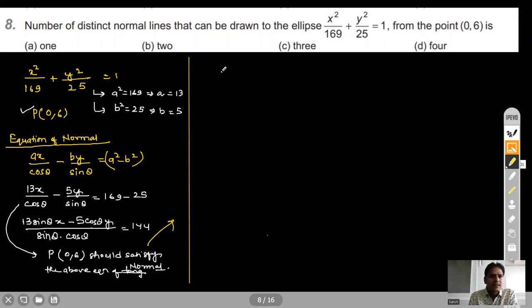So now I'm just bifurcating the board here. If x is 0, we get minus 5y upon sine theta, and this point 0 comma 6 should satisfy it. So minus 5y upon sine theta must be equal to 144. In place of y we put 6, so it will be minus 5 into 6, that is minus 30 upon sine theta equal to 144. Or the value of sine theta is minus 30 upon 144.